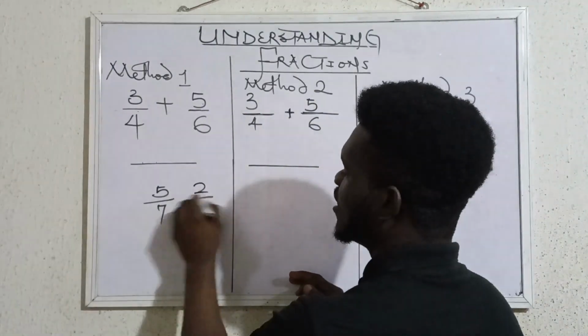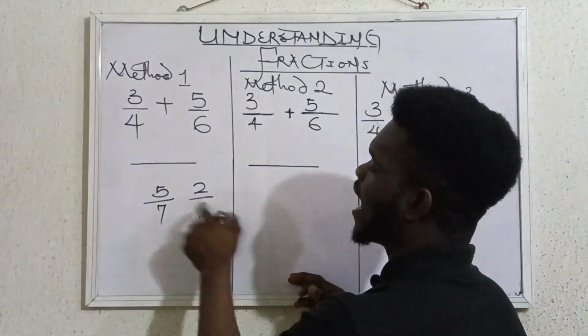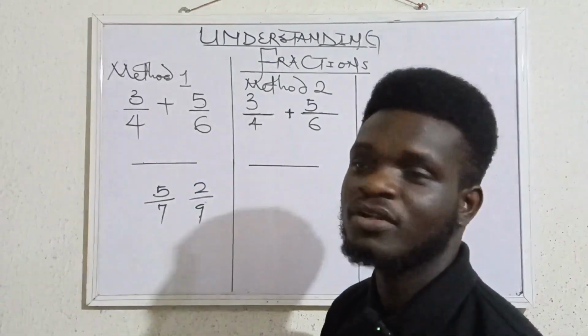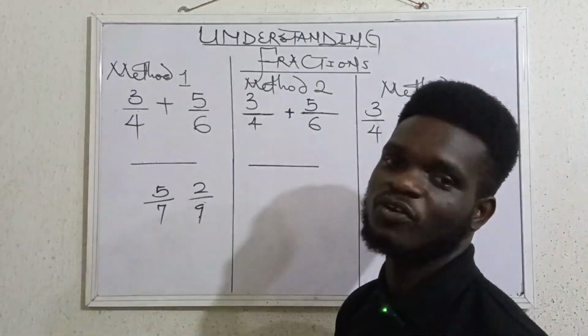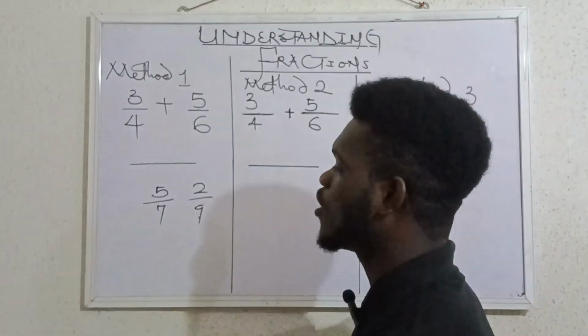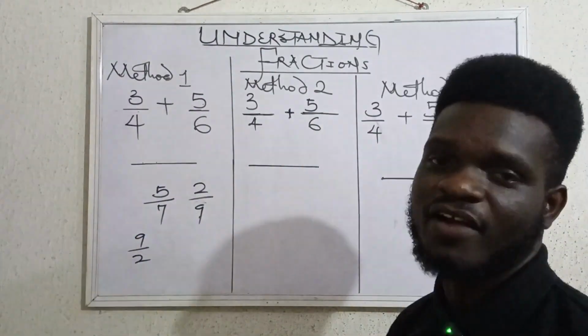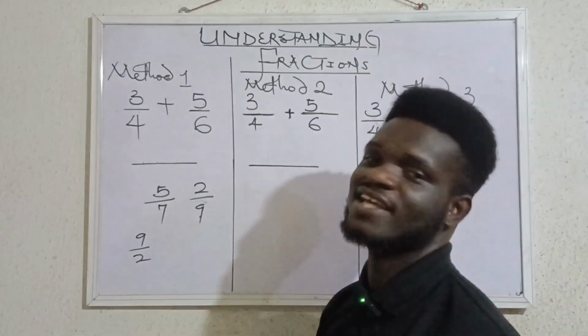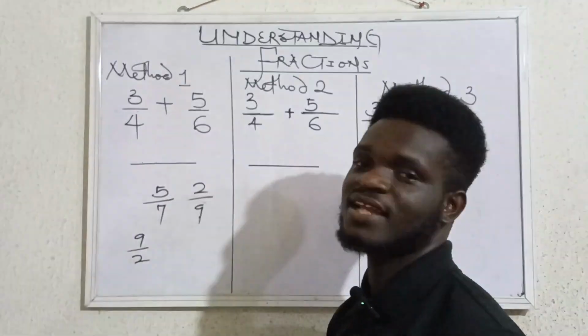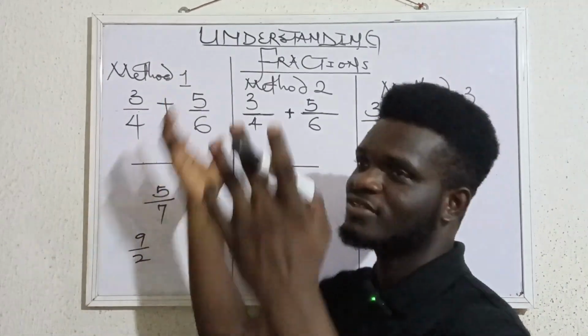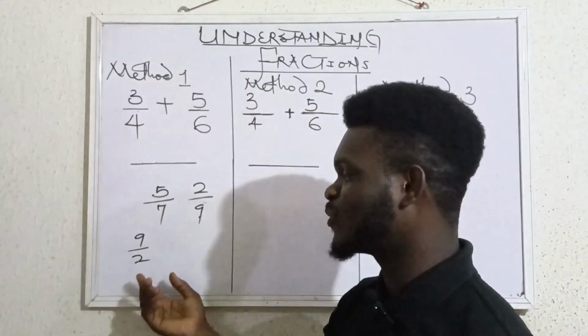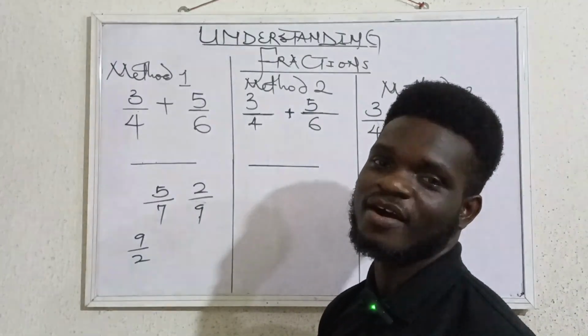Even 2/7 or 2/9, let me not use 7 alone. 2/9 is also another kind of proper fraction. What about an improper fraction? Let's say we have 9/2. This is an improper fraction because 2 is less than 9, and 2 is raising 9. So that's another idea to understand your improper fraction.